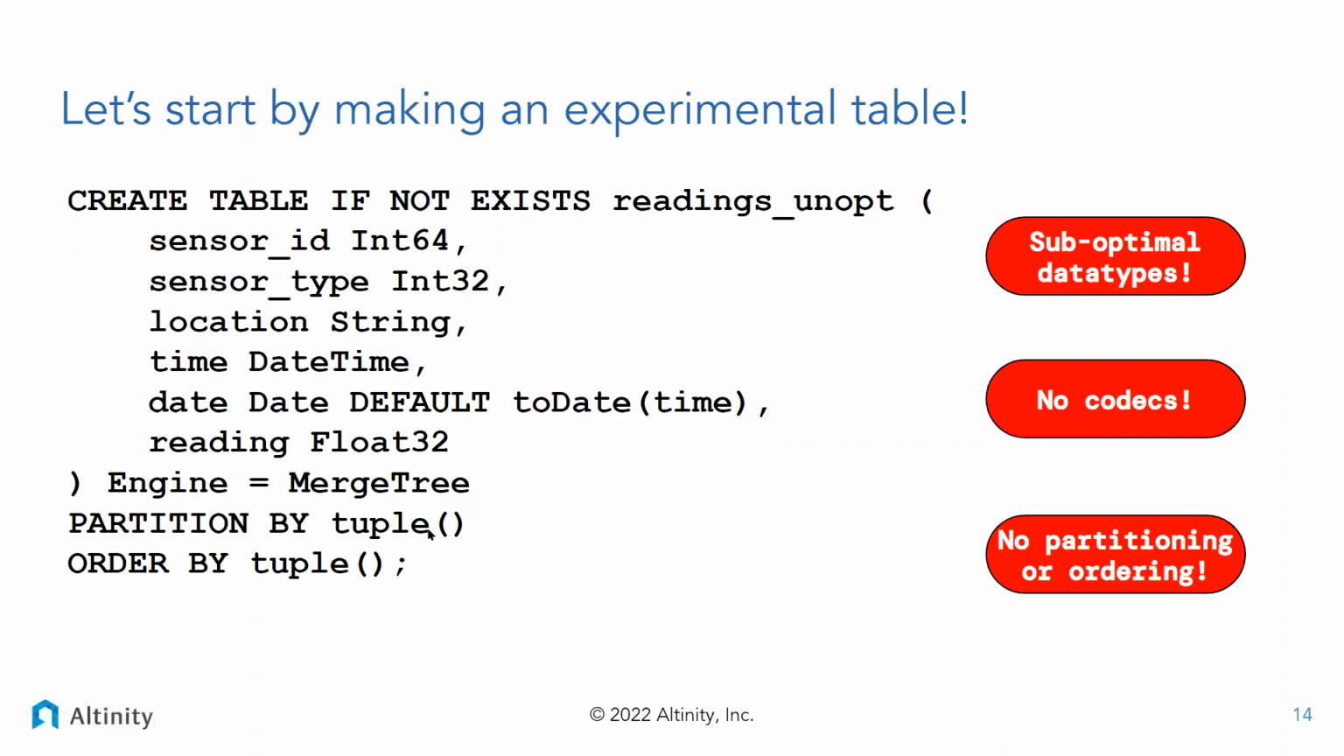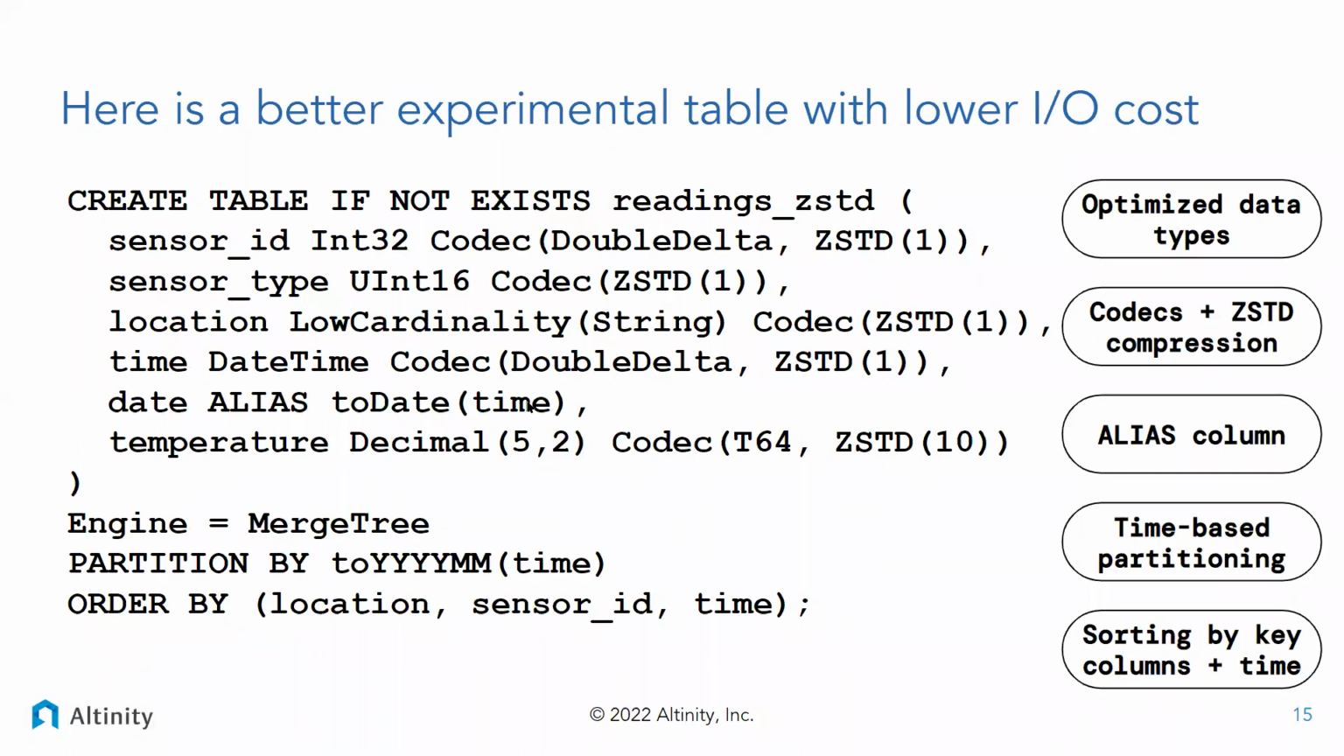This PARTITION BY tuple basically tells ClickHouse, hey, partition it any way you want, kind of random, and don't bother about ordering. Just throw the rows in the order that they arrive. This is a terrible table, but the thing is that it will work no matter what your data looks like. You can get the data in, start to play around with it, and understand how to make it better. So what we'll do then is populate data into that, and eventually, by playing around with it, we can get to a better experimental table with much lower IO costs.